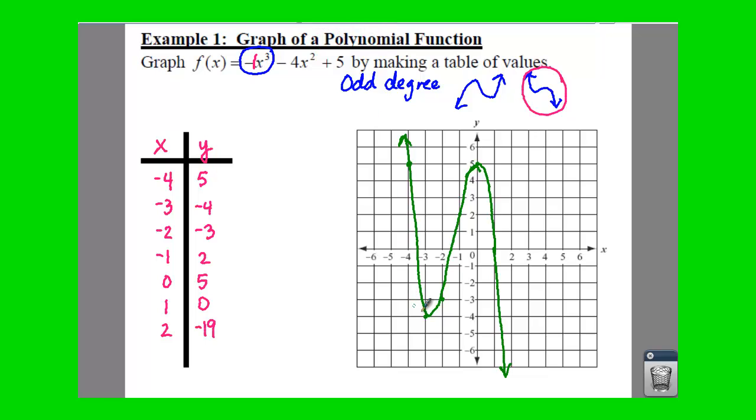So notice if you have a degree of 3, you actually have 2 curves. Those 2 curves will actually have some significance here in one of our later examples. So that's how you can use the table feature of your calculator.